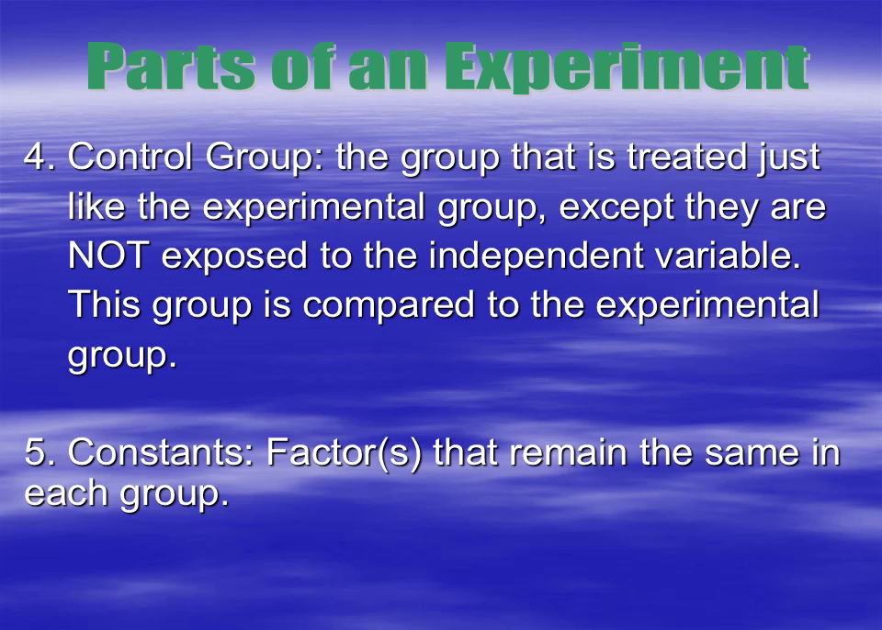Okay, so back to parts of an experiment. I said that the experimental group is the group that is exposed to the independent variable. The control group is the group that is not exposed to the independent variable. The control group is treated just like the experimental group, except they don't have the effect of the independent variable. The only reason for having a group that is not exposed is to be able to compare the two groups. The last essential part of an experiment is to have constants. You've got to have some things in the control group and the experimental group that are the same. I'll give you a couple examples in just a second.